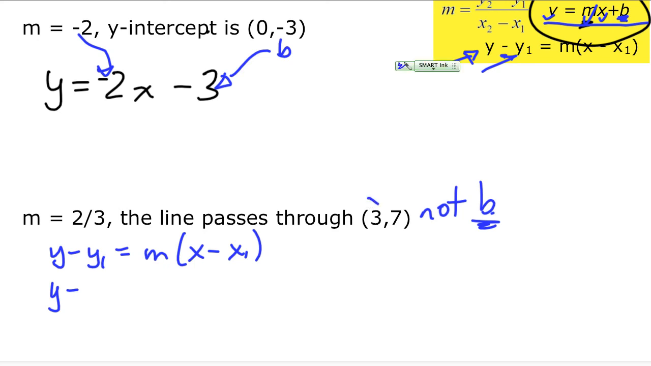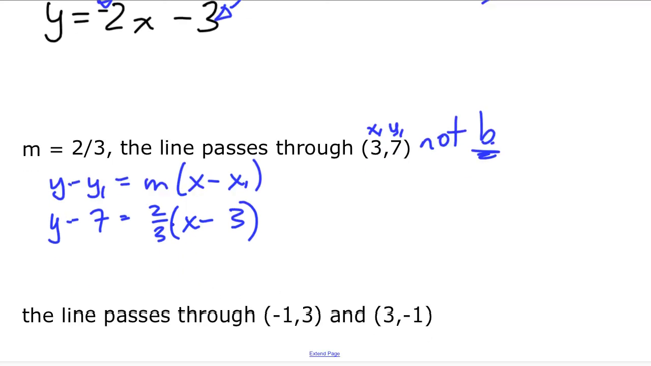So this would be x1, y1. So that would be y minus 7 equals, the slope is 2/3, times x minus x1, would be from right here, at 3. And now all I'd have to do is, this is an equation. So if they say write an equation, I'm done. But typically if they say write an equation for a linear function, they want it to look like this one right there, the y equals mx plus b. So I probably should rearrange this a little bit.